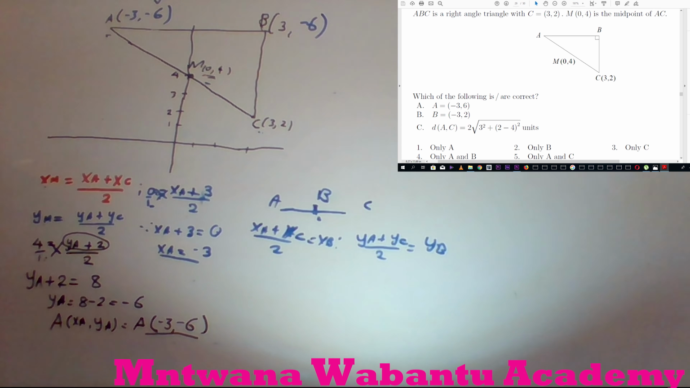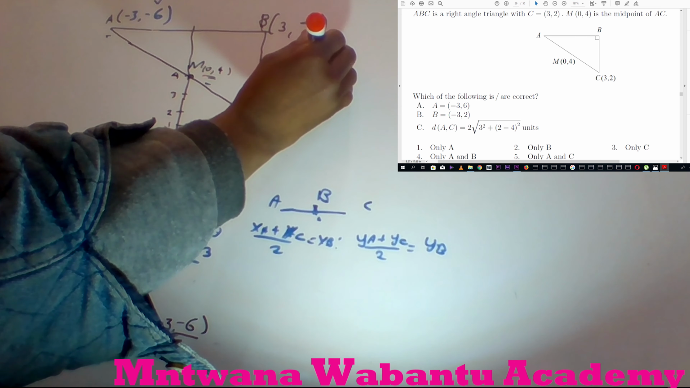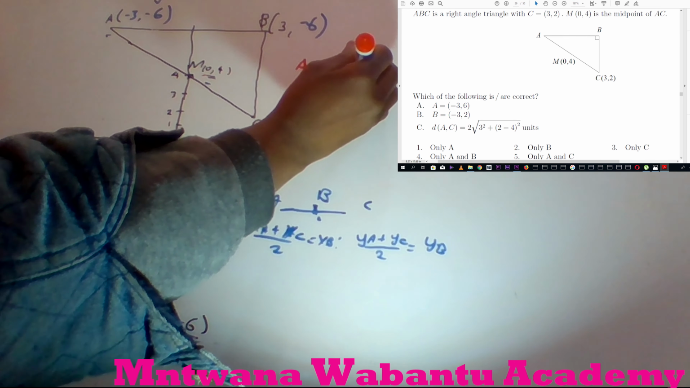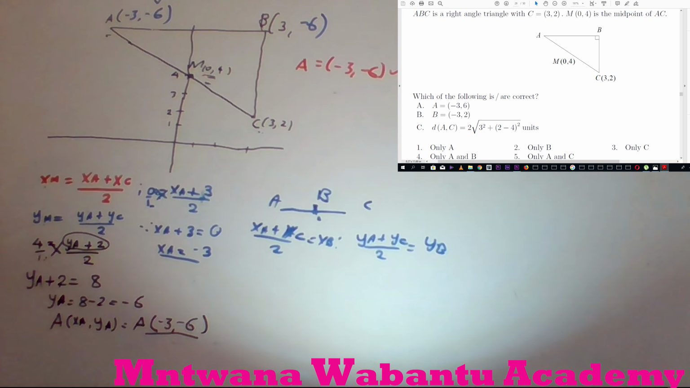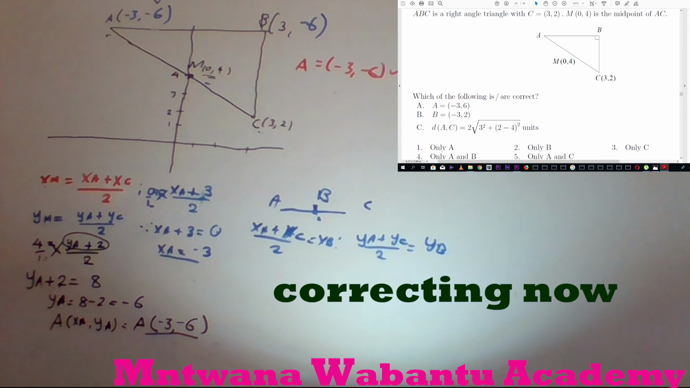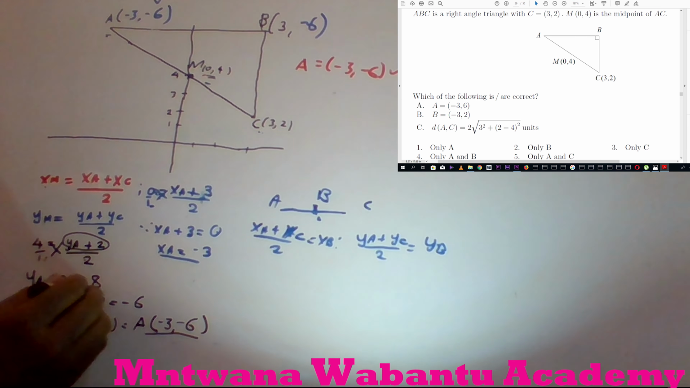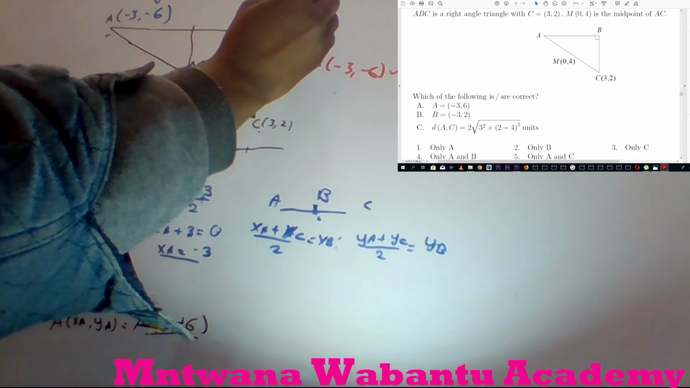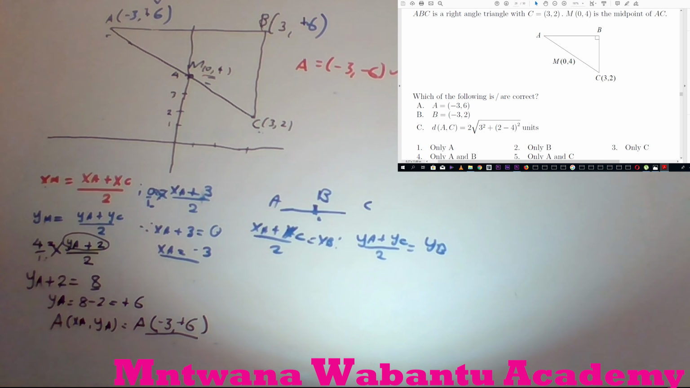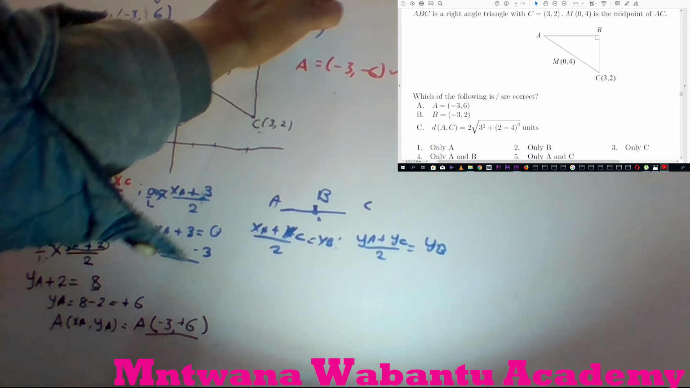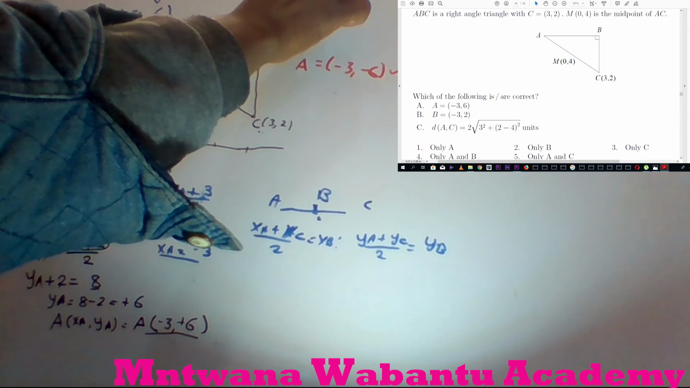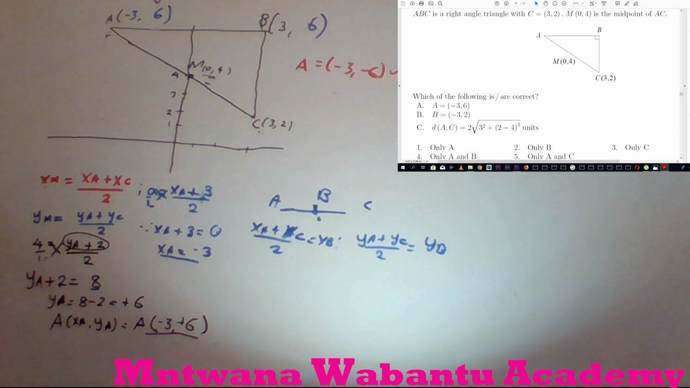Since you have A and B, now we go to the options. The option A seems to be true, but option B is not true, because in the option they give us negative 3 and negative 6. It has to be positive 6. I made a mistake. This is not negative 6, because if you take these two over, it's 8 minus 2, which equals positive 6. So this is just 6. So A equals negative 3 and 6.